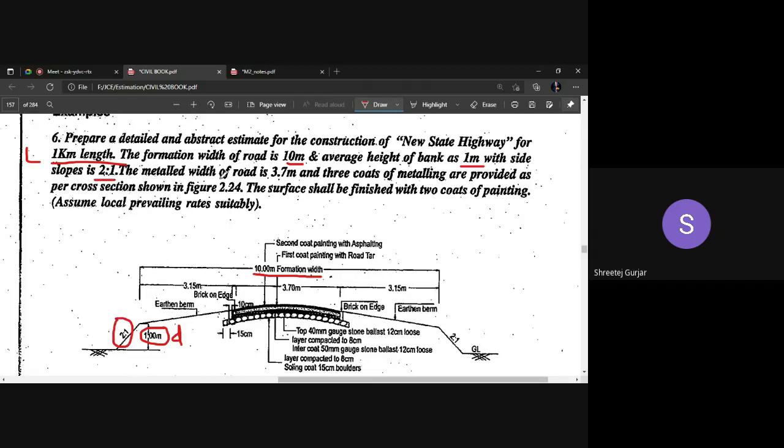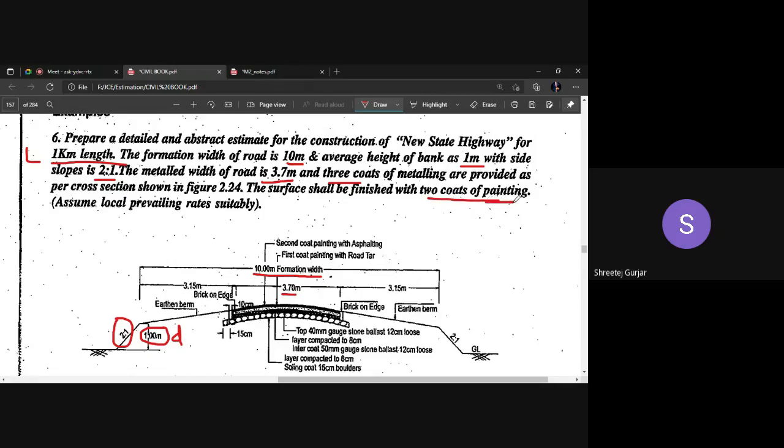The metal width of the road is 3.7 meters. From here till here it is 3.7 meters. And 3 coats of metalling are provided. This is not just a single coat. There are 3 coats which are provided. The surface shall be finished with 2 coats of painting.